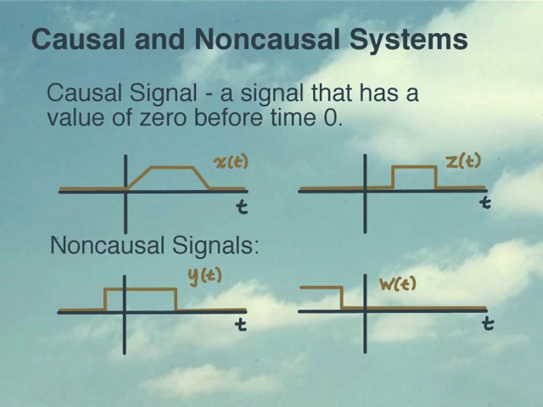A causal signal is any signal that has a value of 0 before time 0. A non-causal signal has a non-zero value before time 0. We say a non-causal signal starts before time 0.